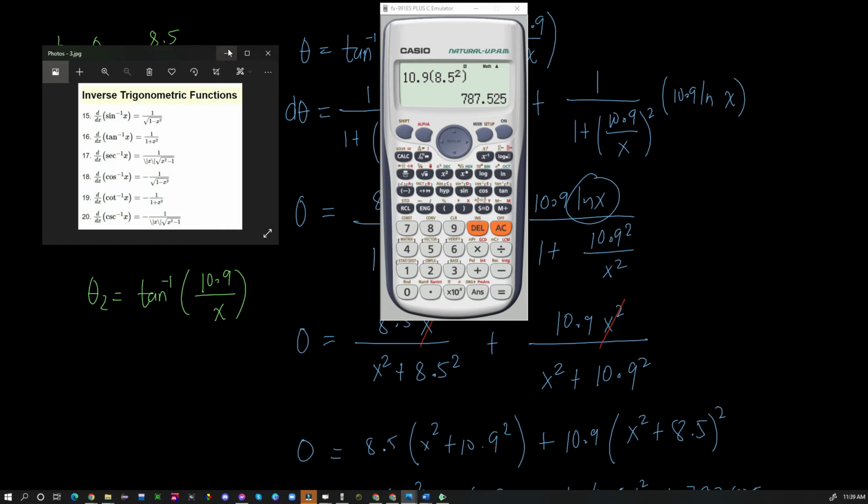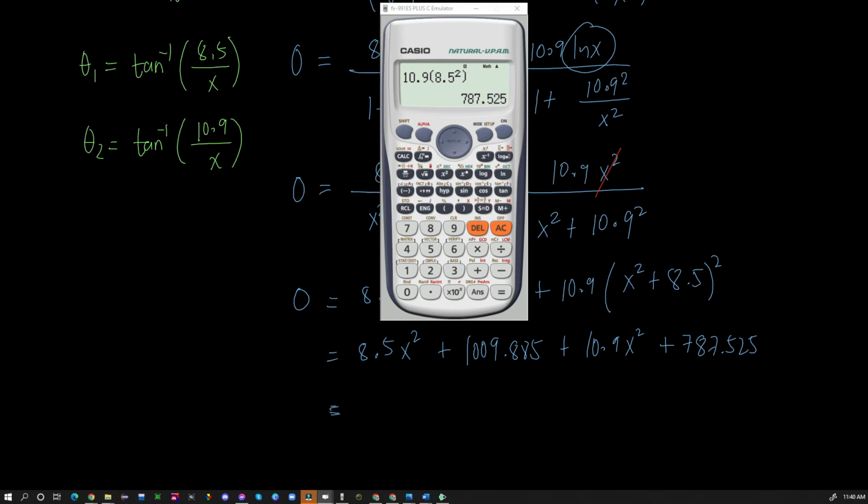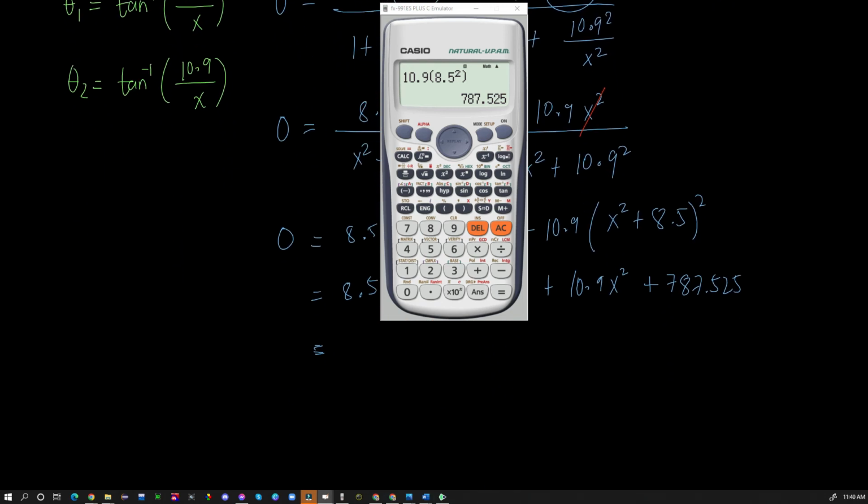One plus x squared. So we have 8.5 plus 10.9, 8.5 plus 10.9, which is 19.4.